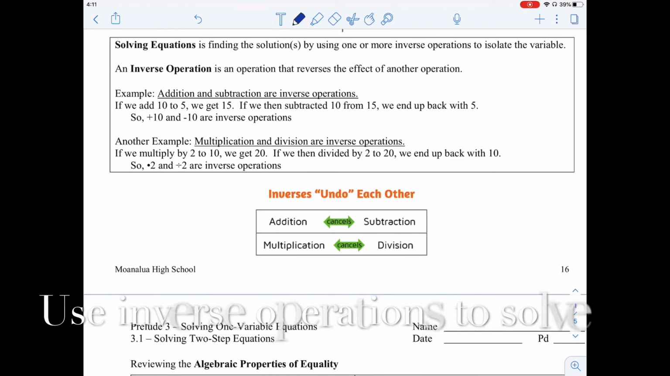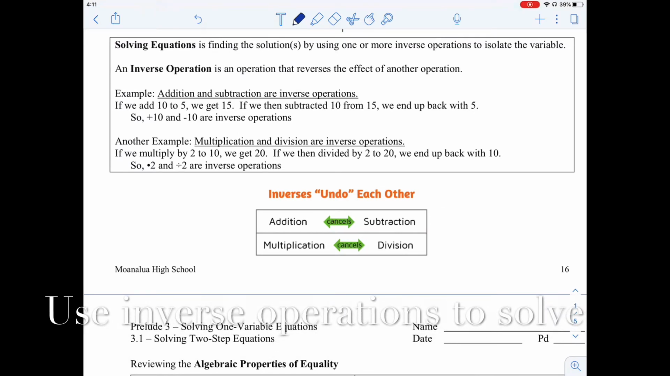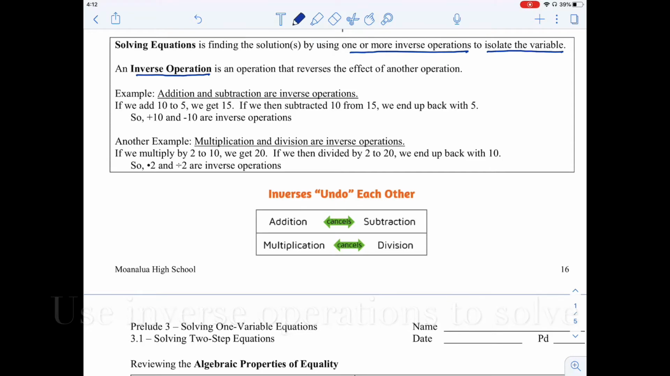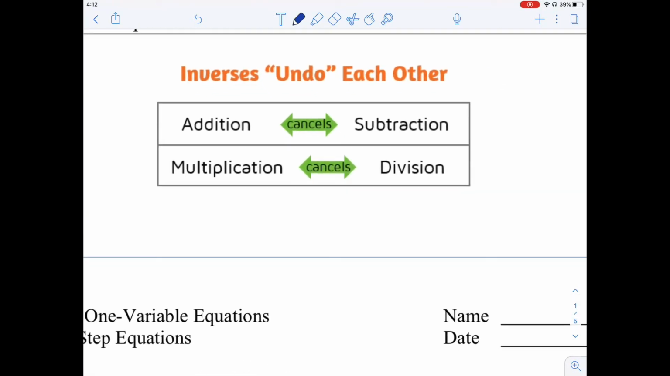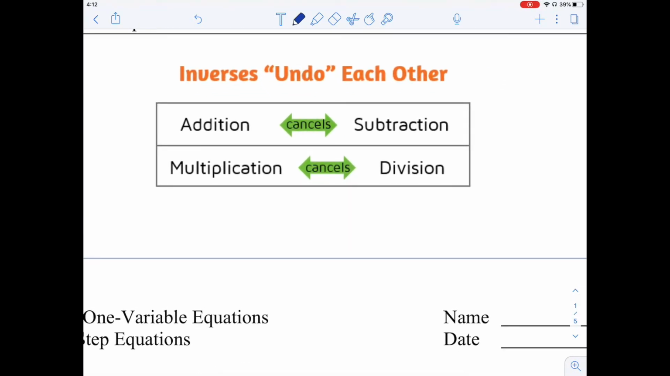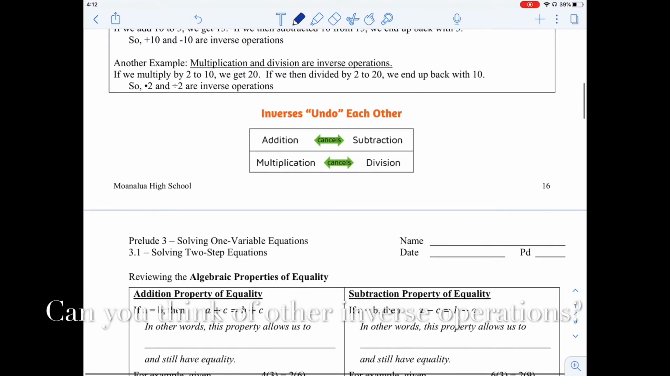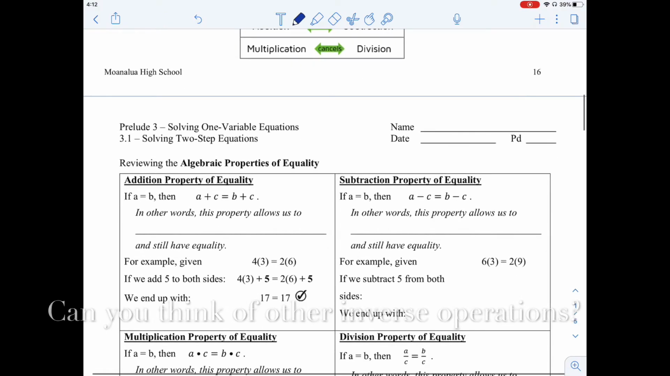In order to solve equations, we must use one or more inverse operations to isolate the variable. That's the whole goal, to isolate the variable. An inverse operation reverses the effect of another operation. So like your inverse of addition, subtraction, inverse of multiplication, division, right? Inverse of squaring, square rooting, right? It just undoes the operation, whatever it is.